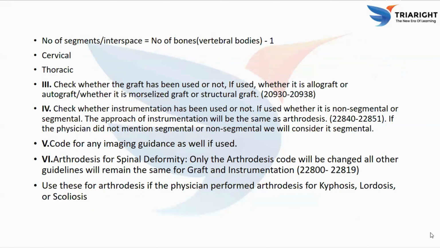Number of segments or interspaces: what is the rule? Number of segments equals number of vertebral bones minus 1. Why? Because fusion happens between bones, not on the bone itself. For example, fusion between C4 and C5: the bones are 2, so 2 minus 1 is 1 segment. Fusion from L3 to L5: the bones are 3, L3, L4 and L5, so 3 minus 1 is 2 segments.